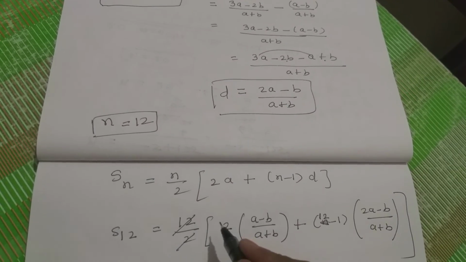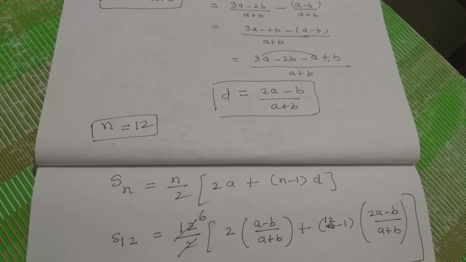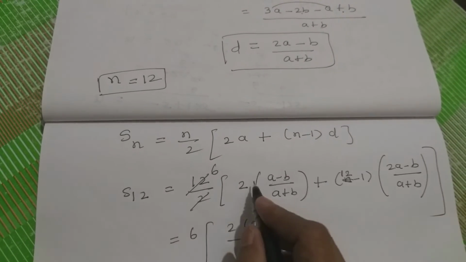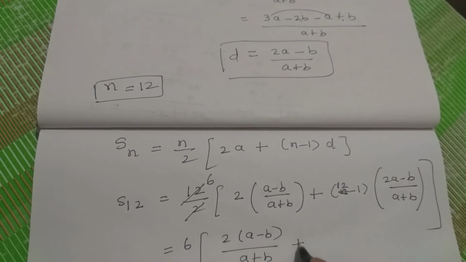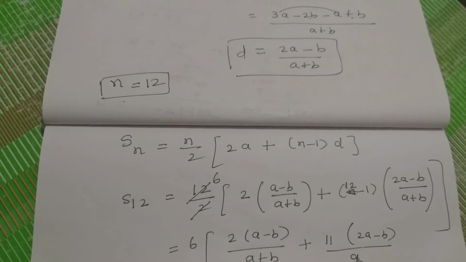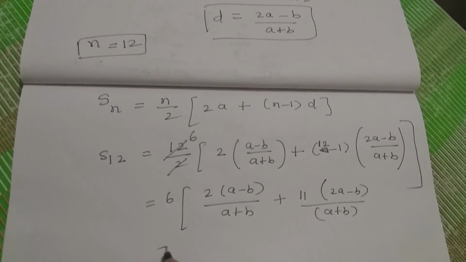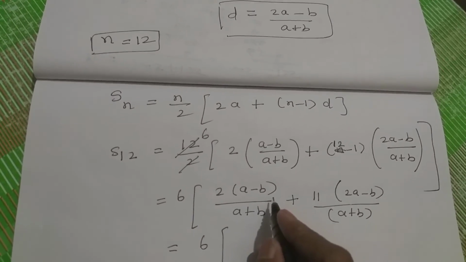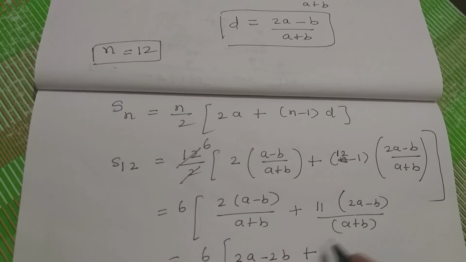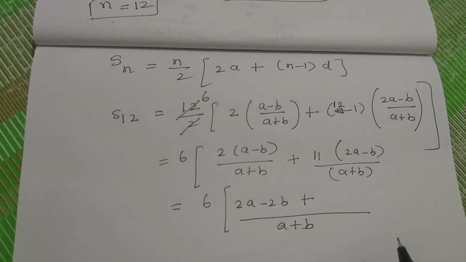So here 2 goes into 12 6 times. 2 into a minus b by a plus b, I am multiplying with the numerator. Plus 12 minus 1 is 11, 2a minus b by a plus b. I am taking the numerator and denominator separately so that we can take the LCM and then simplify. So 2a minus b is 2a minus 2b, plus I am taking the common a plus b as the LCM.